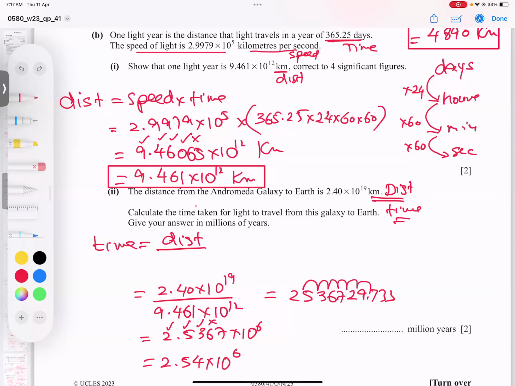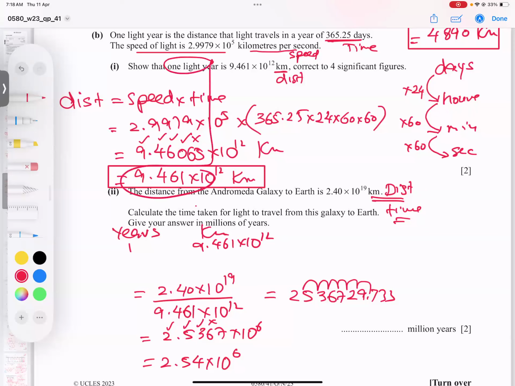And this is not a formula for this one. This is by cross multiplying. In 1 year, right here years, and right here distances. In 1 year, it traveled how much? 9.461 times 10 to power 12, okay? In 1 year, it is mentioned that in one light year, it travels this much.